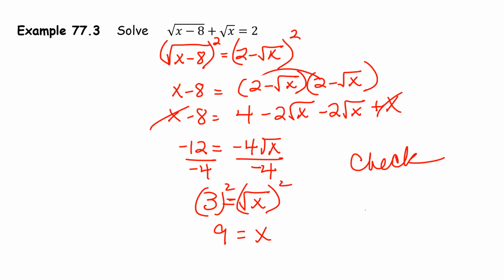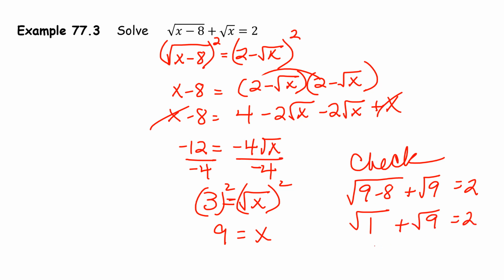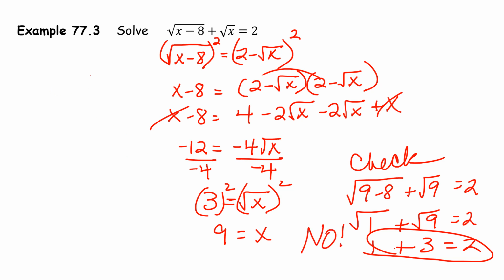Let's put it back in the original equation. So 9 minus 8 plus the square root of 9 is supposed to equal 2. And this is the square root of 1 plus the square root of 9 equals 2. And that is 1 plus 3 equals 2. And that is not true. No. So the solution is the empty set. You can write that, or you could even write no solution.